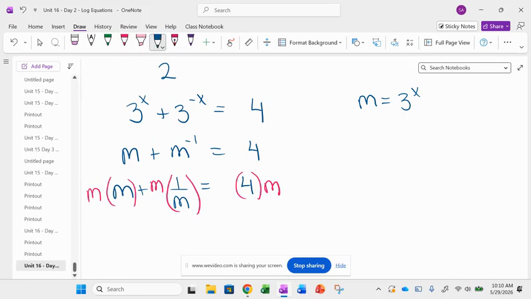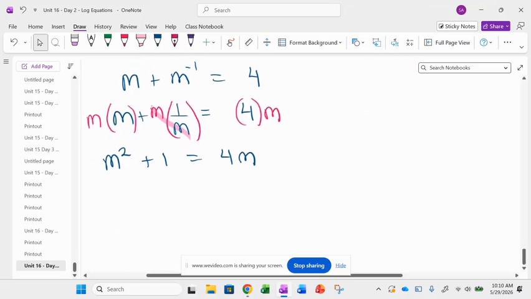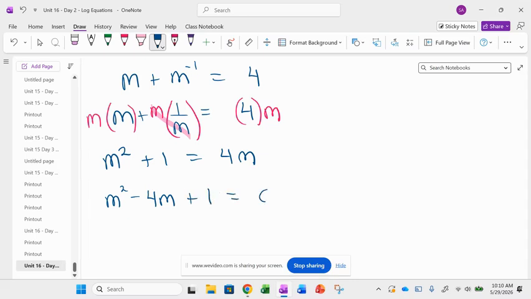And when I multiply everything by m, I get m squared. Here the m's cancel. So plus 1 equals 4m. Now does it look like something that can be maybe factored? We have an m squared and an m. So I'm going to set it equal to 0 by subtracting that 4m over. So I have m squared minus 4m plus 1 equals 0. And right away, it's pretty clear to me that there are definitely no factors of 1 that add to negative 4. So this doesn't mean we can't do this, but I just can't factor it.